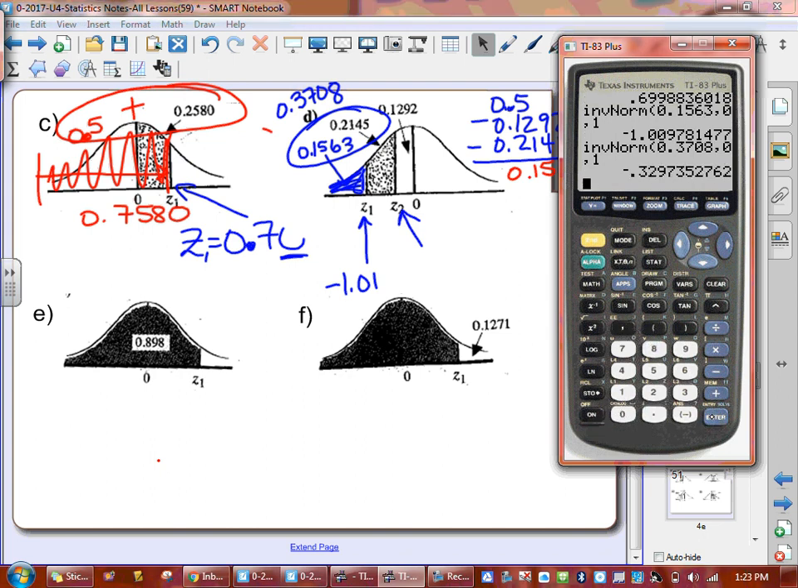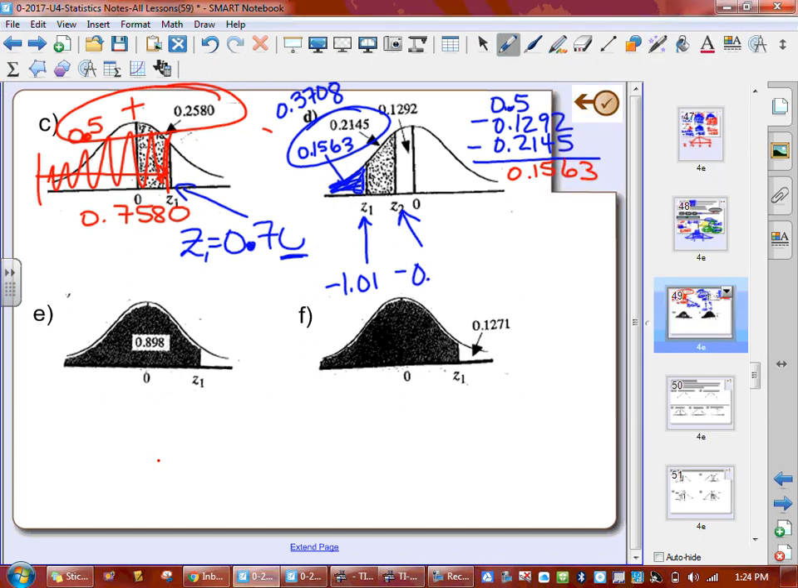Now, any idea how we could check our work? Any idea how we could check our work here? Okay, you could add all three, see if they add to 0.5, but how do I know if these z-scores are correct that'll give me this shaded region? How do I know if they're going to give me 0.2145?